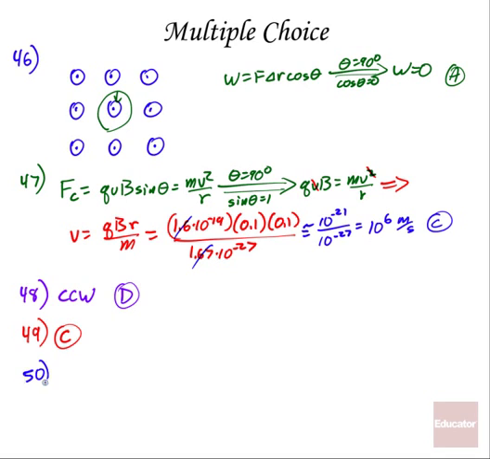And 50. We've got an object in front of a plane mirror. Well, what do you see when you've got a plane mirror? You see the exact inverse image. So what are you going to have there by the law of reflection? D.